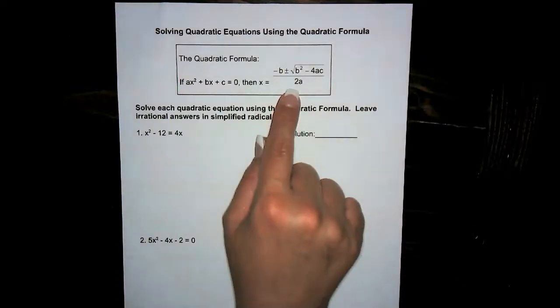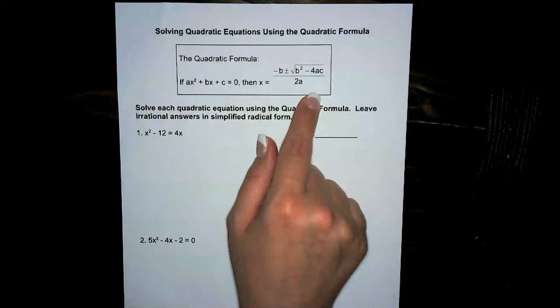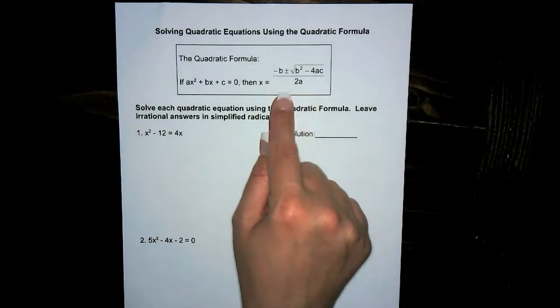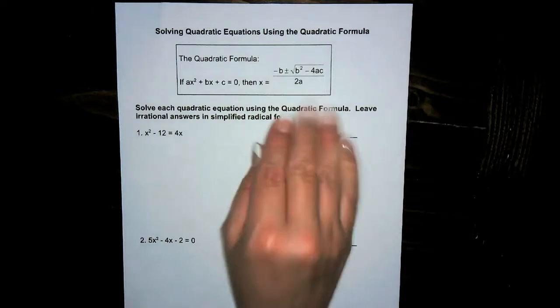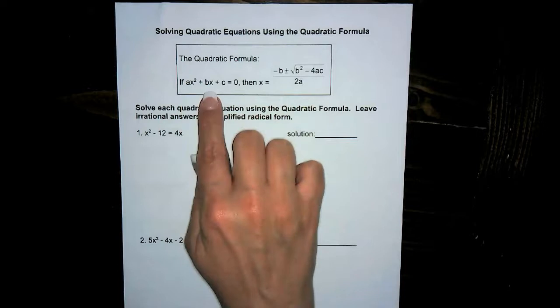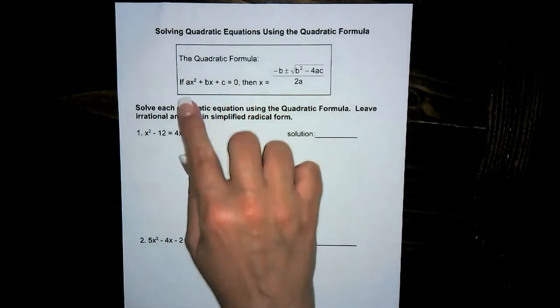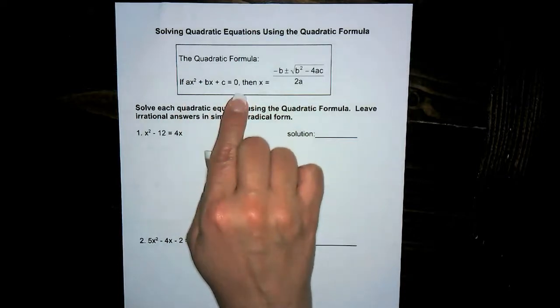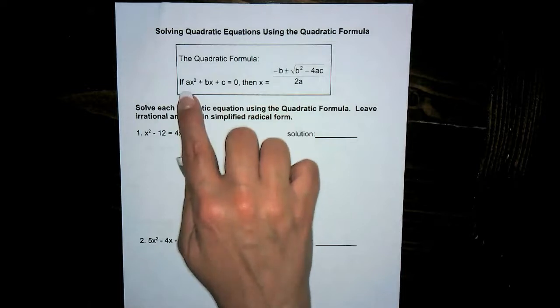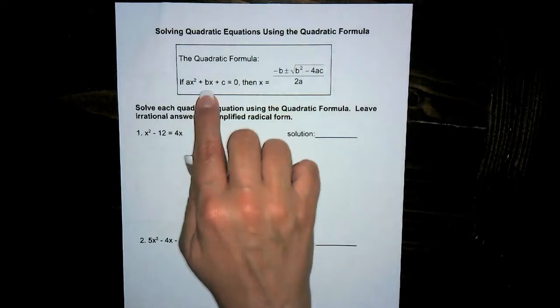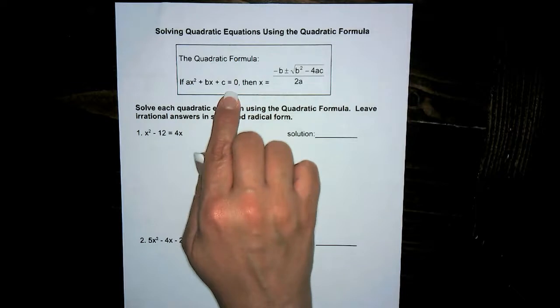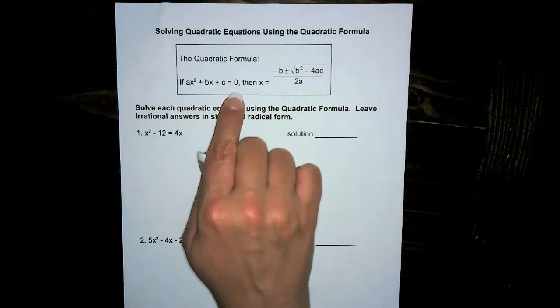This guy right here is called the quadratic formula, and it's a beast. I understand. However, I want you to add it to your notes so you have it. I also want you to notice how you get A, B, and C values. Notice that the equation has to be equal to 0, and then A is the number in front of x squared, B is the number in front of x, and C is the number by itself. But that equation has to be equal to 0 before you can do anything.